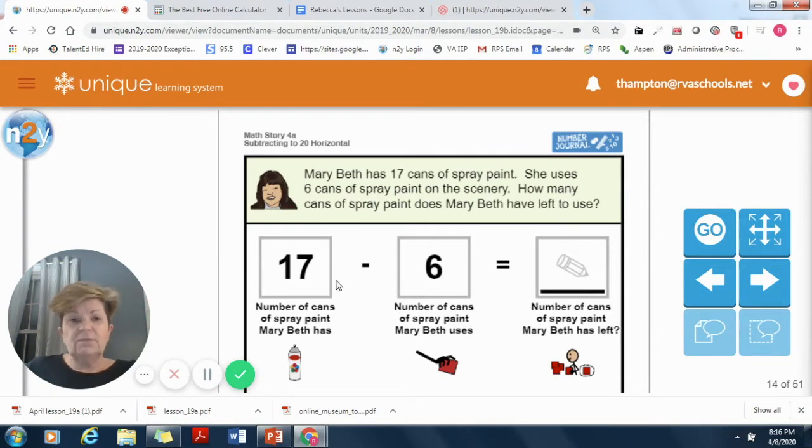Now, anytime that we have a horizontal math problem, we always want to take that and write it vertically. It's going to be so much easier to solve. So let's take our time, make sure we organize our ones column, and make sure that we organize our tens column. Okay? So go ahead and make your T mark.